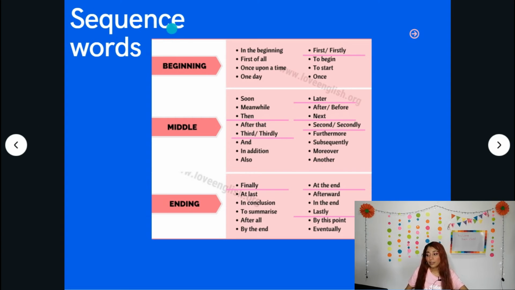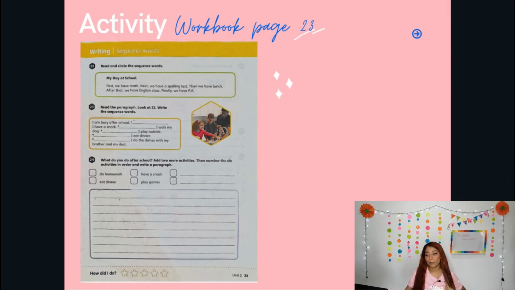Pay attention, because you cannot use first at the end of the story or in the middle. It's going to be at the beginning, and at the end it needs to be finally. You cannot use finally at the beginning, and you cannot use finally in the middle of your story or your paragraph. So you are going to complete this with the sequence words that you circled in activity 22.